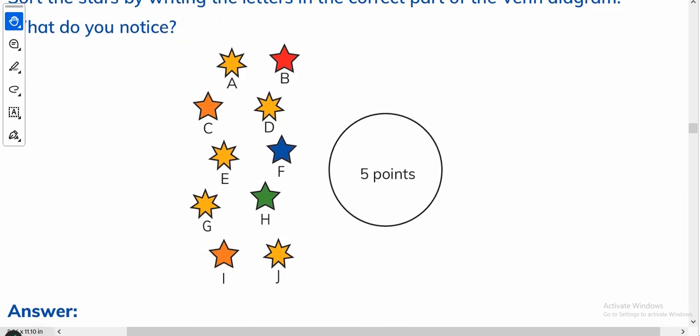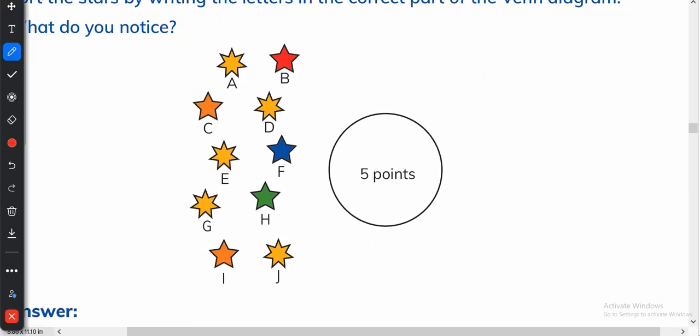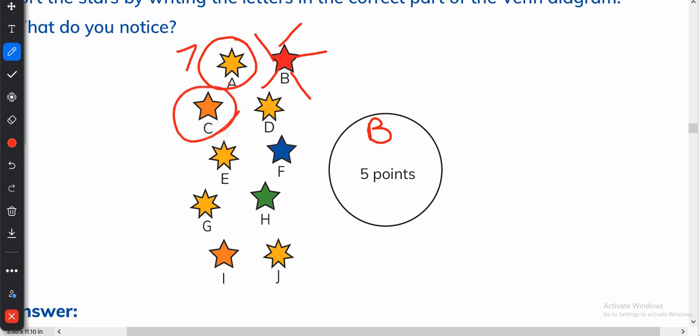So first, see a star with 5 points. 1, 2, 3, 4, 5. Yes, star B has 5 points. And star A has more points: 1, 2, 3, 4, 5, 6, 7. 7 points. So we will not write A inside. This star also has 5 points, so I will write C here.